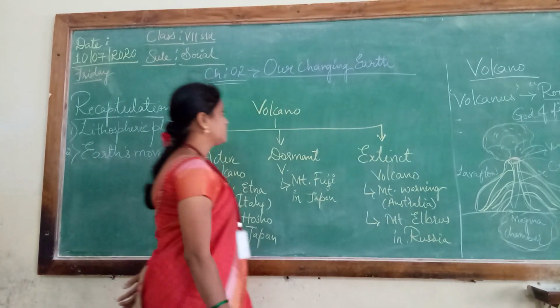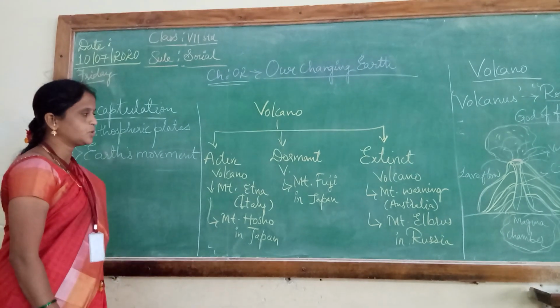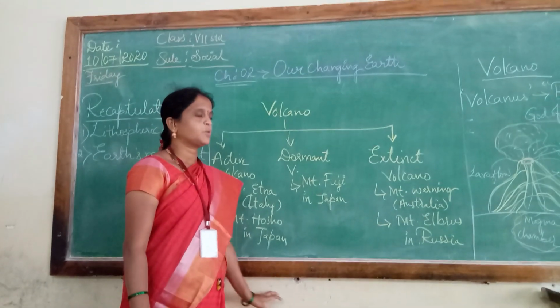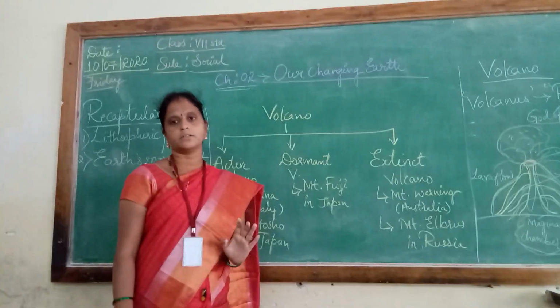So these are the kinds of volcanoes. Three types: active volcano, dormant volcano and extinct volcano. So now let's study about the slow forces of the Earth's movement.